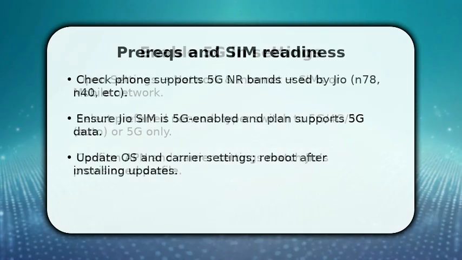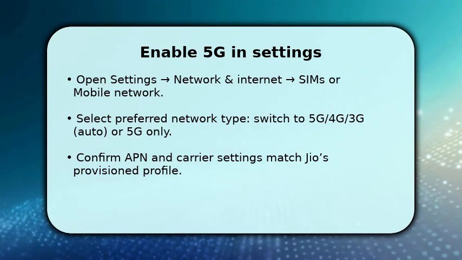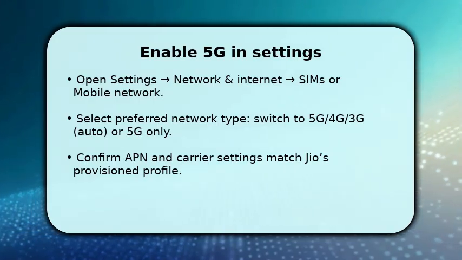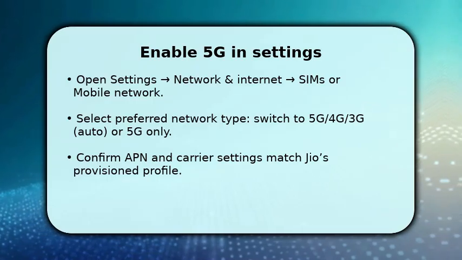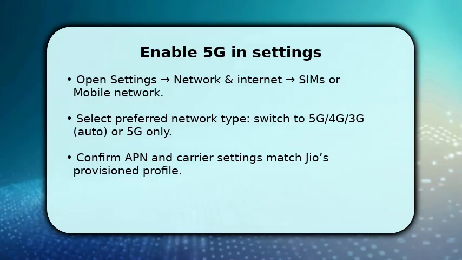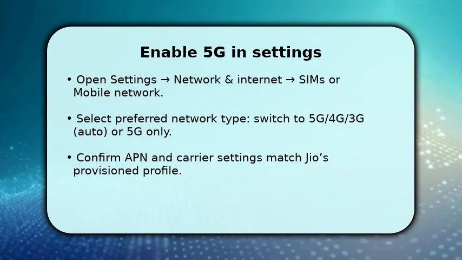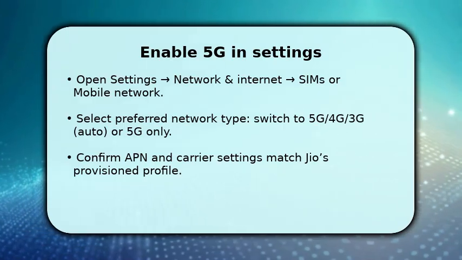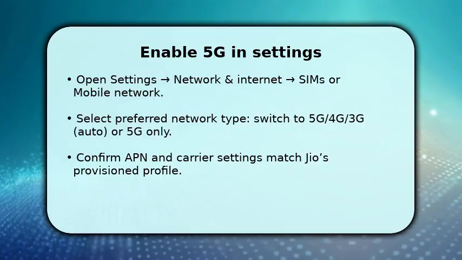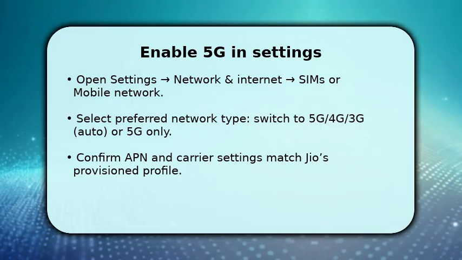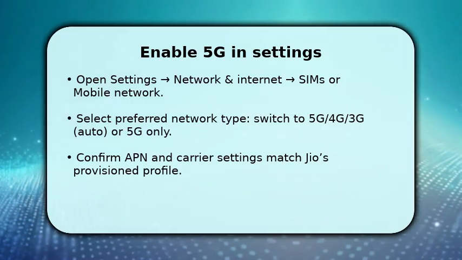for 5G cell. Now you dive into network settings to enable 5G. On Android, go to Network and Internet, select your Jio SIM, and change preferred network type to 5G/4G/3G auto or 5G only if available. On iPhone, use Cellular > Voice and Data to pick 5G Auto or 5G On. Make sure the APN and operator settings match Jio's profile so the data attaches correctly.